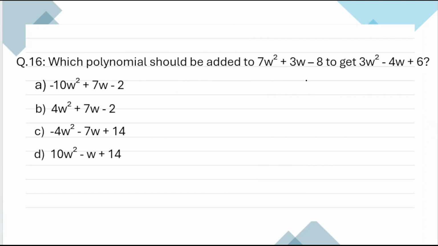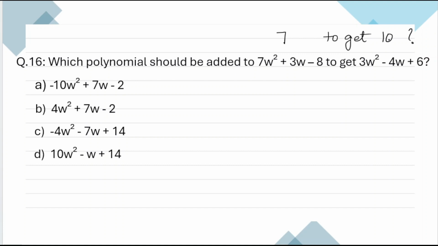Which polynomial should be added to this to get this? Whenever you have this question, always take some small numbers in your mind and try to understand how you will do it. Which number is to be added to 7 to get 10? You will say, oh, 7 plus 3 is 10. Easy. But actually, what is your strategy?